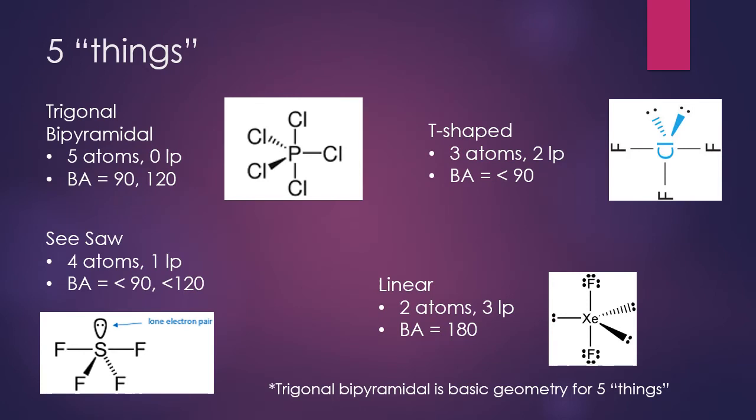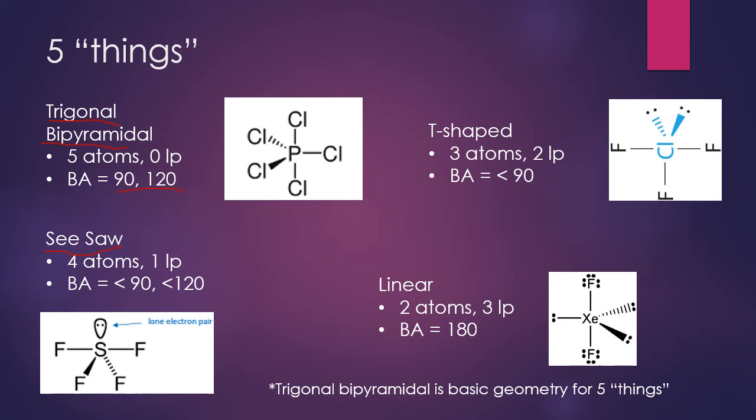Now let's look at when there are 5 things around the central atom. In the case of those 5 things being all atoms, the shape you would get would be trigonal bipyramidal. In this case, we have a phosphorus atom with 5 chlorine atoms around it. Notice there are 0 lone pairs on that phosphorus atom. You have 2 different bond angles, 90 and 120. So imagine taking one of those chlorine atoms, removing it, and replacing it with a lone pair. When that happens, the shape you will get is a seesaw shape.